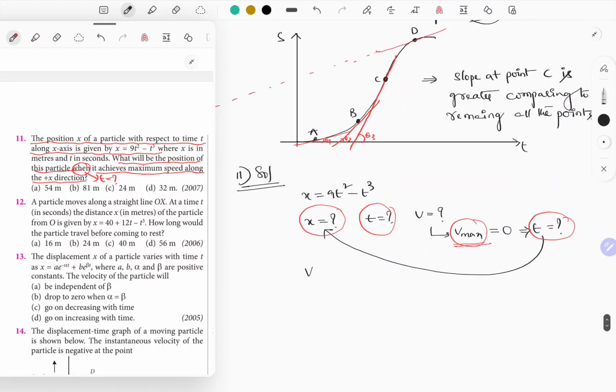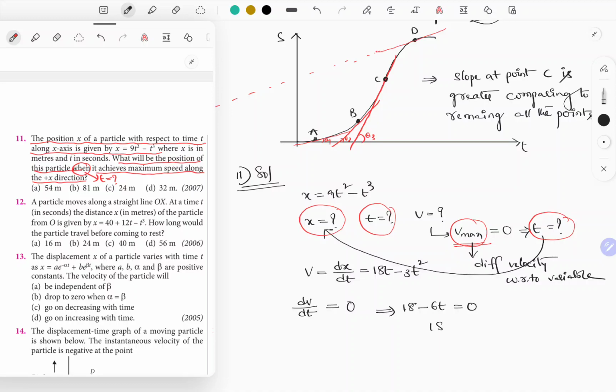Now, first of all, let me find out velocity. So v is equal to dx by dt, which is equal to 18t minus 3t square. I did explain how to find it. Now I got the velocity, and I have to find out the maximum value. How to find maximum? Differentiate velocity with respect to the variable. Time is the variable. That is dv by dt, which is equated to 0. Differentiating this velocity again, you get 18 minus 6t, which is equal to 0. Then 18 is equal to 6 into t, then t is equal to 3 seconds. At 3 seconds, I am going to get maximum velocity.